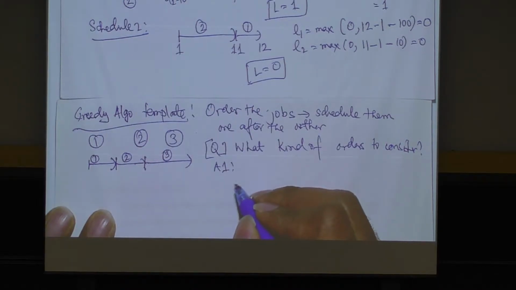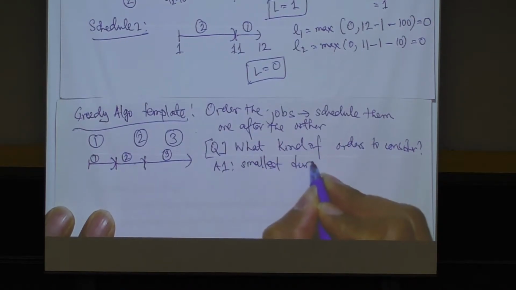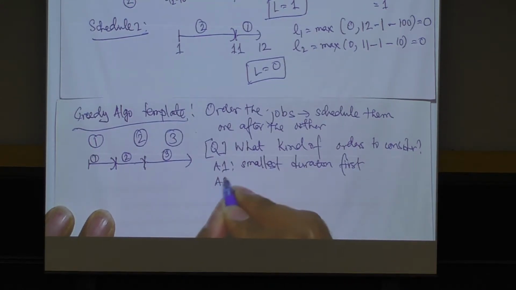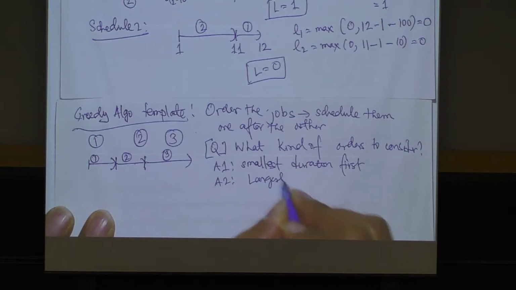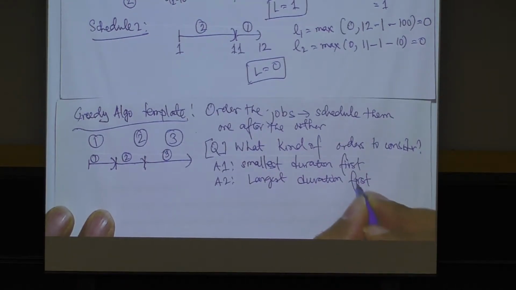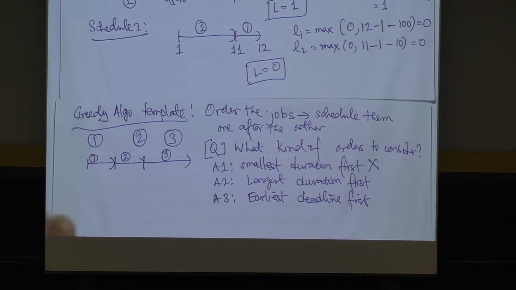Right, so we could do things by smallest duration first. We could do largest duration first. The other thing that was suggested was we could do earliest deadline first. And so we know that this first one definitely doesn't work because I just gave you a counterexample.